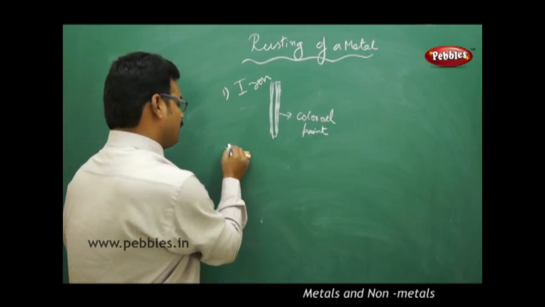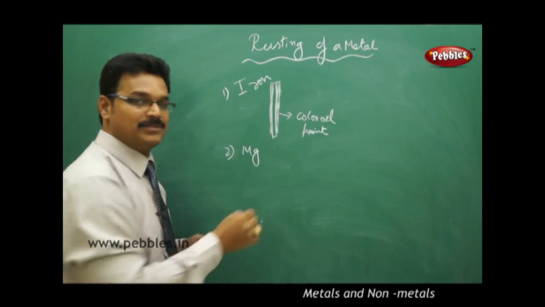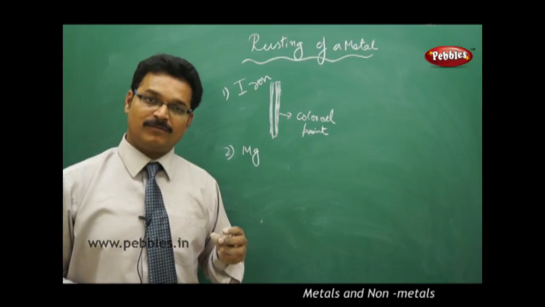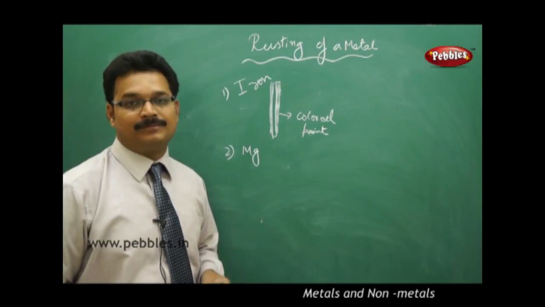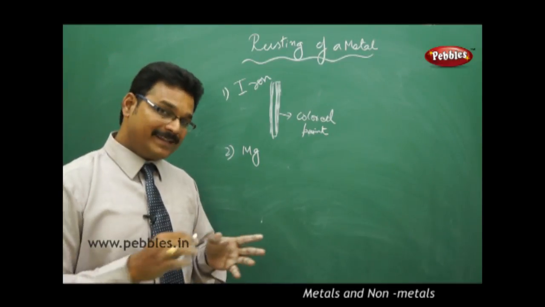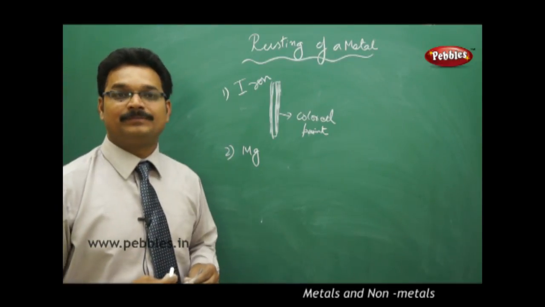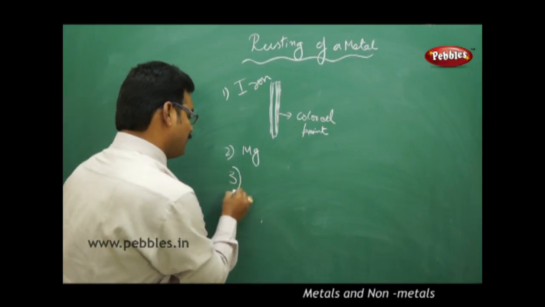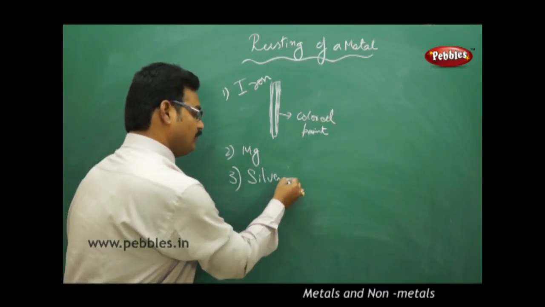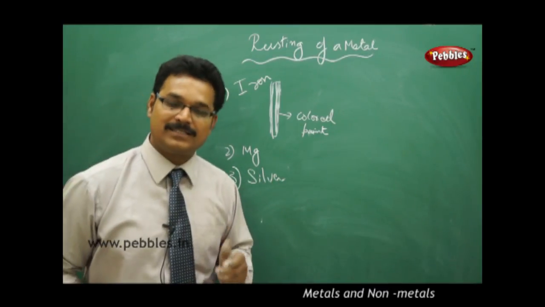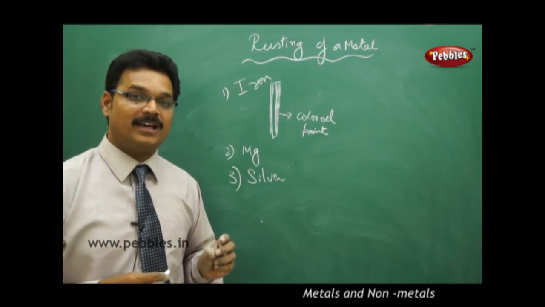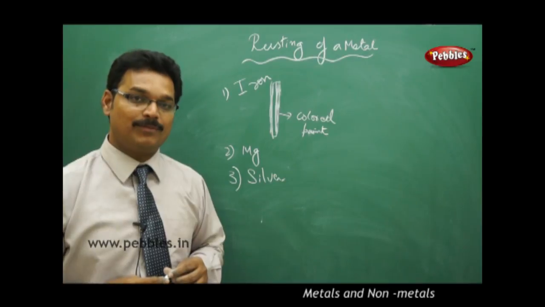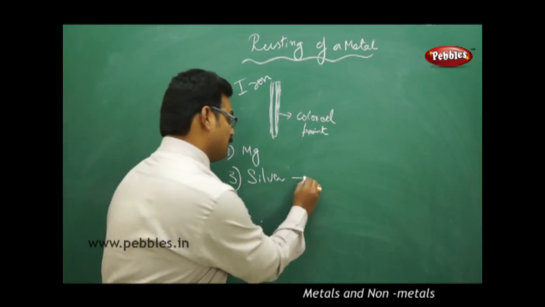For example, take magnesium ribbons. If magnesium ribbons are placed for a long time in the air, they become dull, and when you cut them, they become shiny. Now take the next example, like silver. Silver ornaments, silver statues, if you keep them for a longer time in the open air, what happens? They turn black.